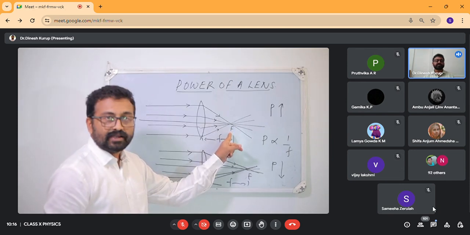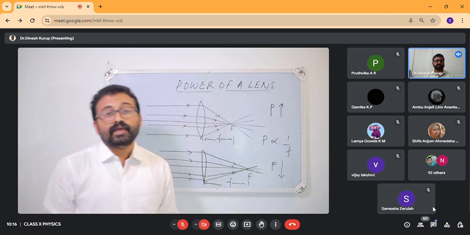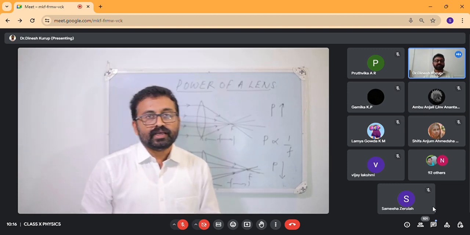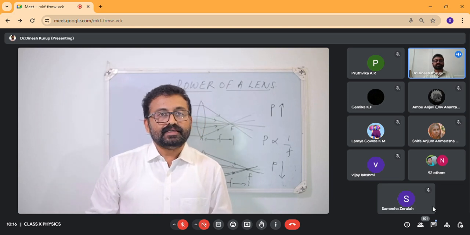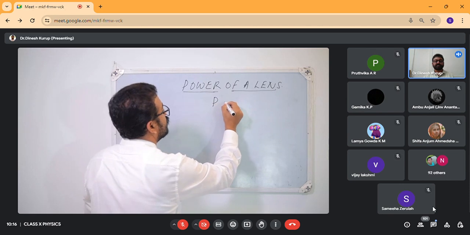If power is more, then very close to that lens the light is getting converged, and if power is less, it converges farther away. So power is the converging capacity of the lens.